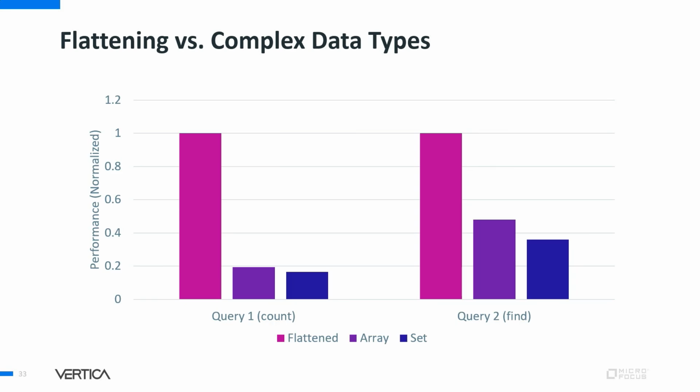We ran the queries and normalized the performance results to the performance of the traditional non-complex schema. Both the array and set tables took just 20% of the time to execute on our first query and less than 50% of the time on the second query. In both cases, the sortedness of the set type gave it a slight edge over the array type.